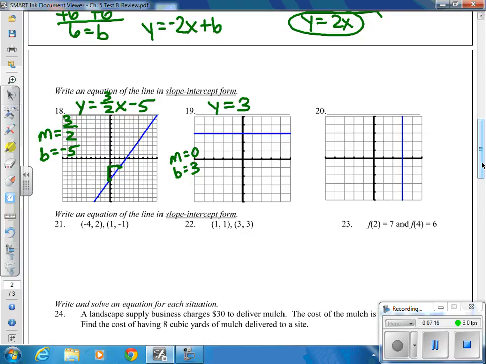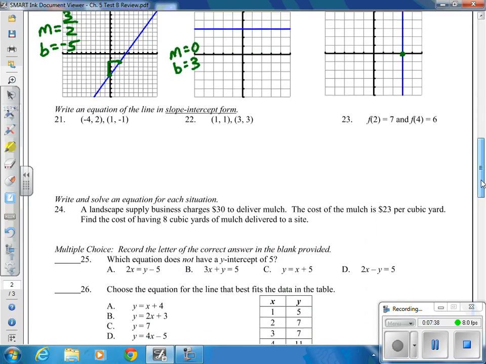When you go to number 20, you have a vertical line, so your slope is undefined. There is no y-intercept because it never crosses the y-axis. So when it doesn't cross the y and only crosses the x, your equation starts x equals, and it happens to cross at positive 3, so this equation is x equals 3. Please remember the difference between horizontal and vertical and which one starts with y equals and which one starts with x equals.